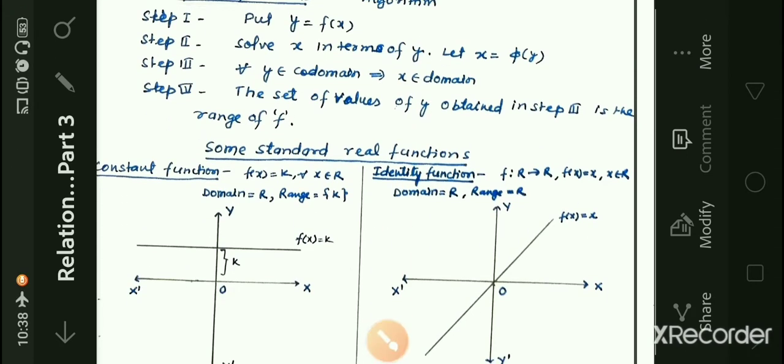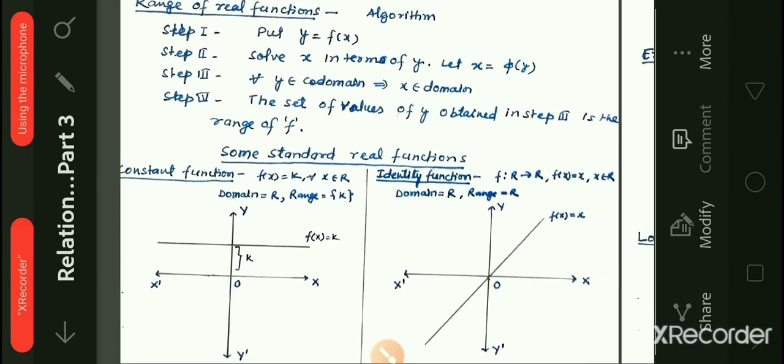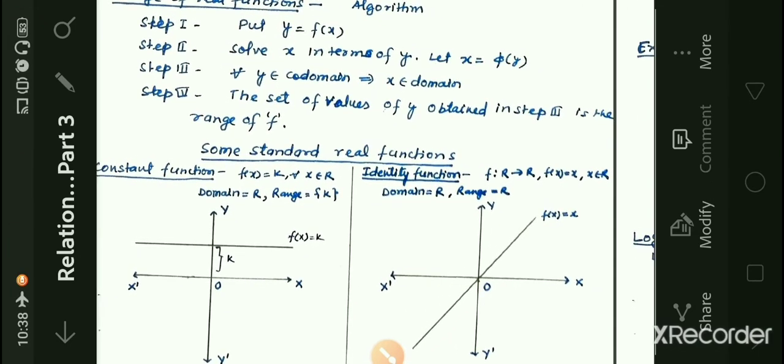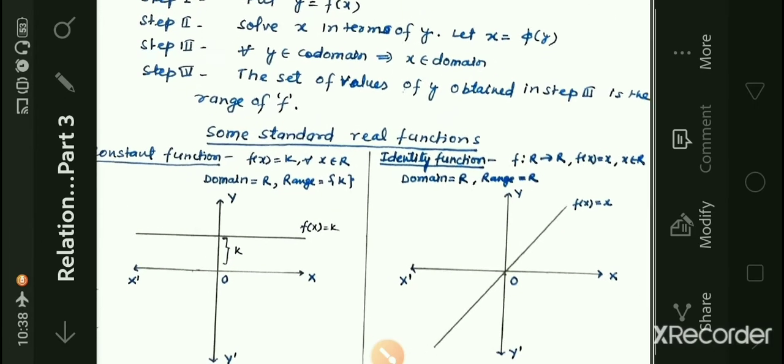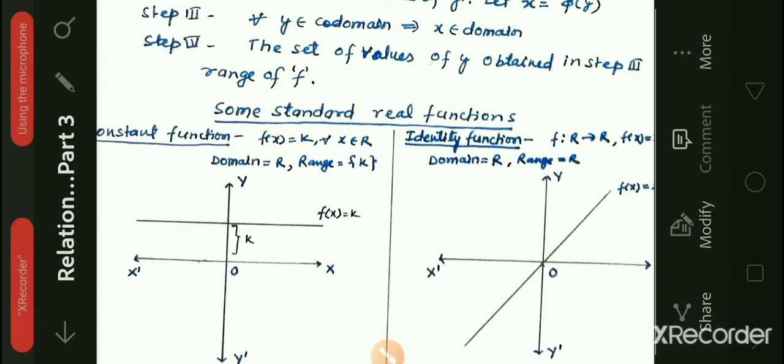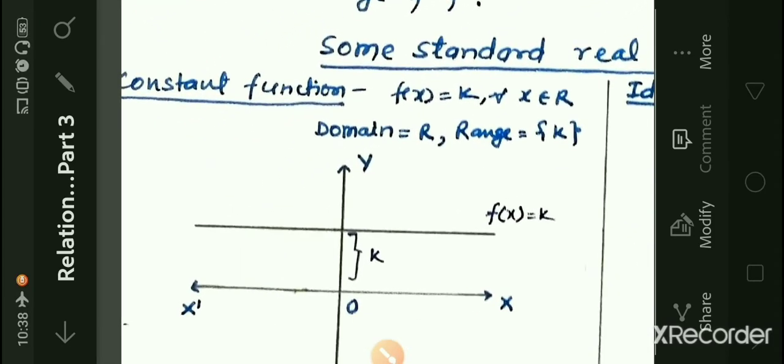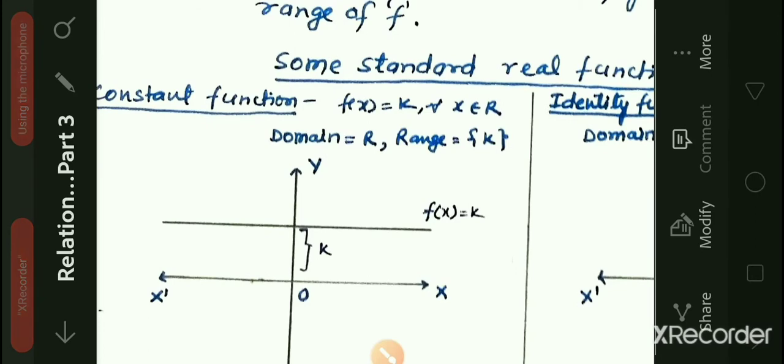Now, some standard real functions. We define here some important real functions which are important from the point of view of your study and also for knowledge. We also study their graphs, range, domain, etc. Now, first is the constant function. What is a constant function? In a constant function, input may be any real number, but output is always fixed, and it is a constant.